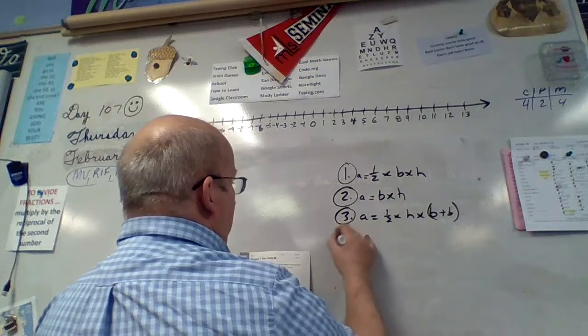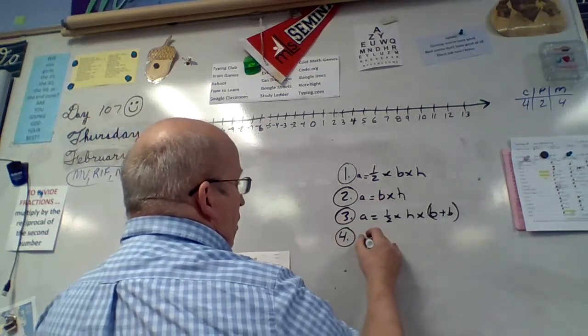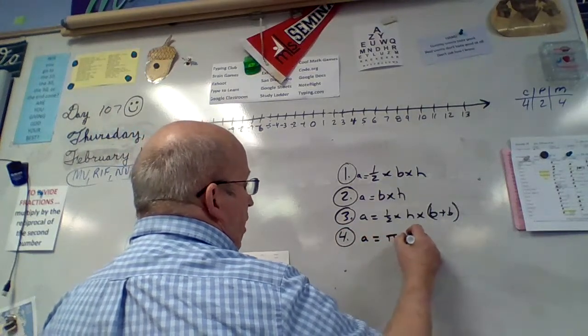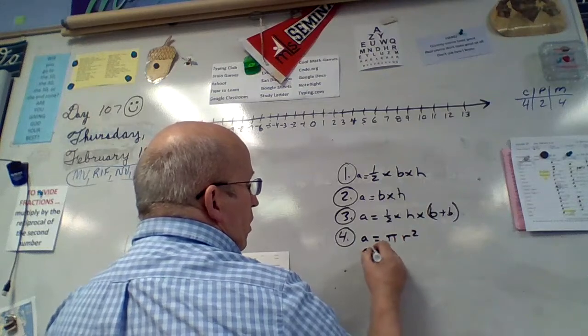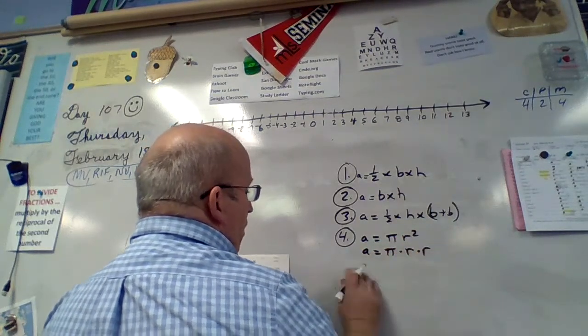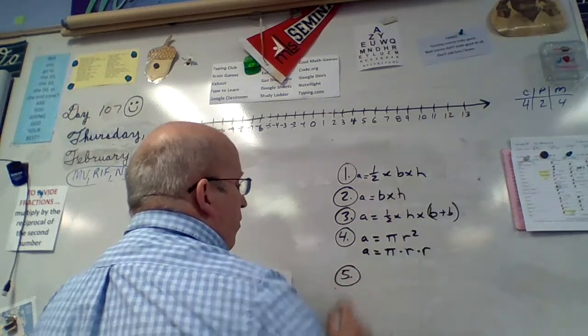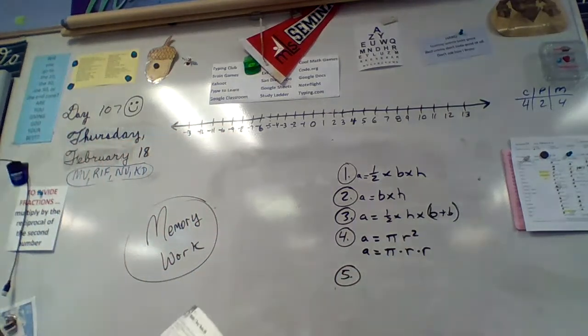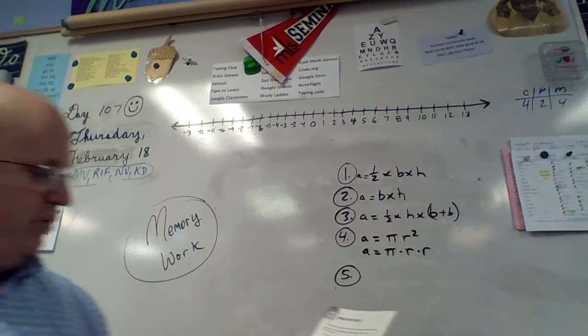Number 4, you're looking for the area of a circle. Area of a circle is pi r squared, or pi times radius times radius. Make sure you got a radius on that one. Make sure it's a radius. Number 5.